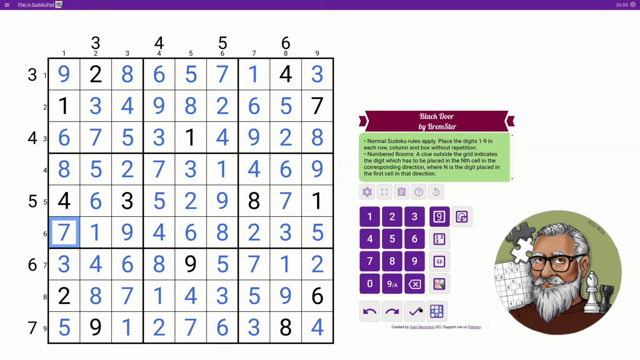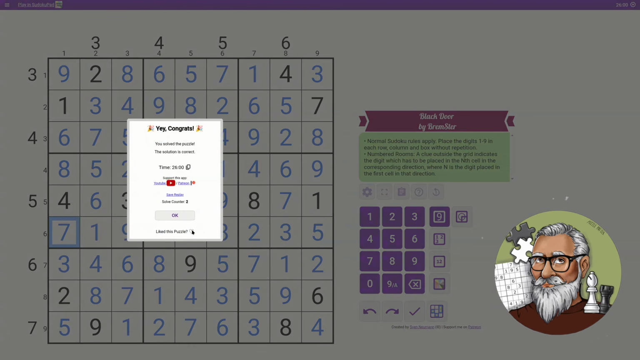Right, moment of truth. Yay, very nice. A really nice introduction to numbered rooms. So I hope that you liked it. There are lots of puzzles on numbered rooms if you feel like looking up more complicated, between quotes, ones.